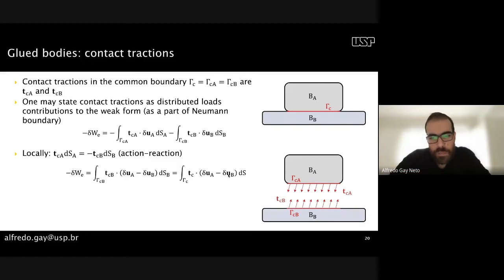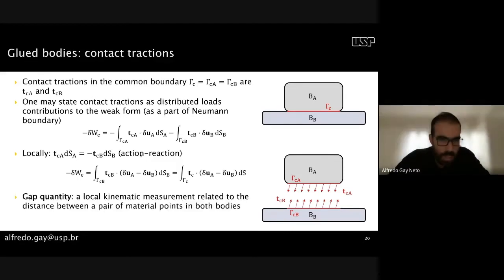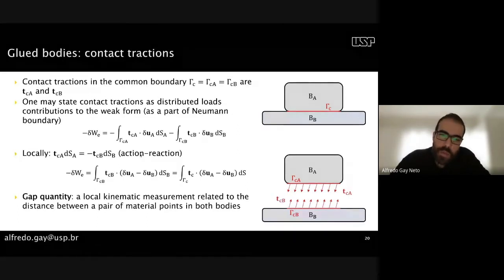That's interesting because this one minus the other one naturally appears here, and this came from the action-reaction principle. This starts to tell us something about what we will call in the future a gap quantity, which is a local kinematic measurement related to the distance between a pair of material points in both bodies. I'll go deeper into that in the future, but by now, please keep in mind this equation.